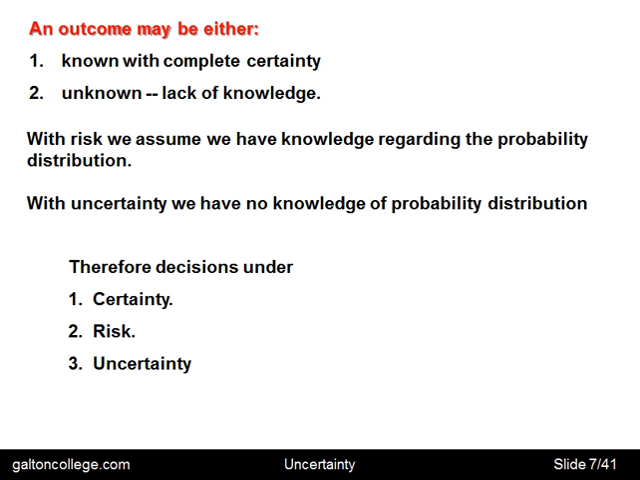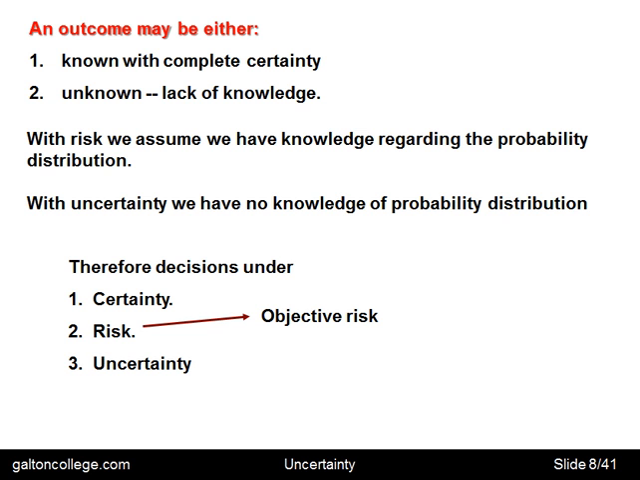And the final way is uncertainty. Uncertainty is when we have no idea. We have no idea of the probabilities. We have no idea of the probability distribution. We simply don't know. We have to make a decision faced with complete uncertainty.